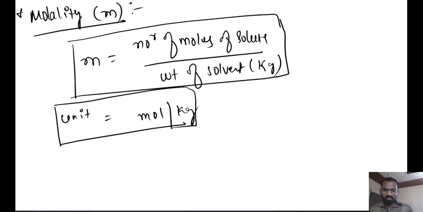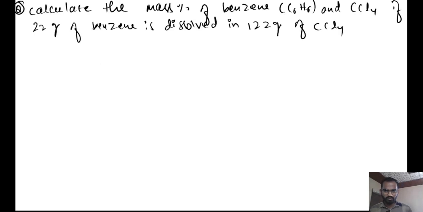Okay, so now we will take up some important problems regarding all these concentration terms, so that we get some more clarification. Let us take some examples in this video itself. Okay, see this problem. I have written it from NCERT, a problem given in NCERT. Calculate the mass percentage of benzene, C6H6, and carbon tetrachloride if 22 gram of benzene is dissolved in 122 gram of CCl4.